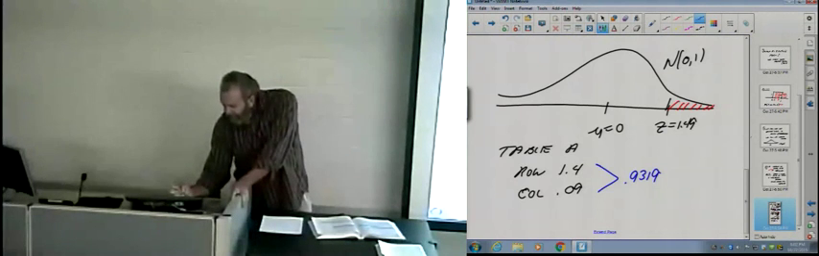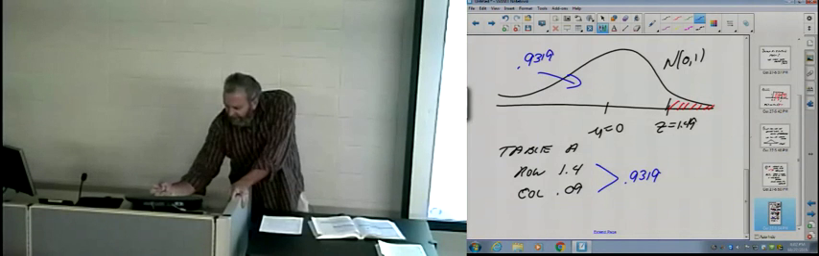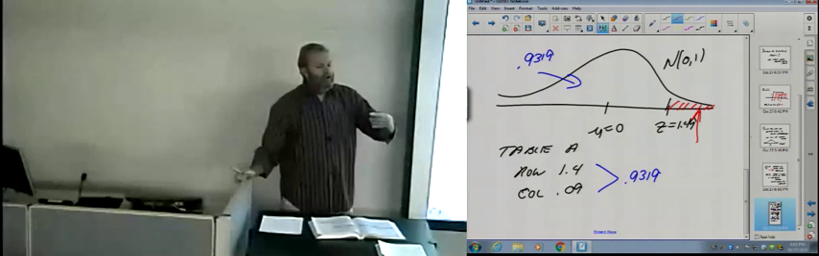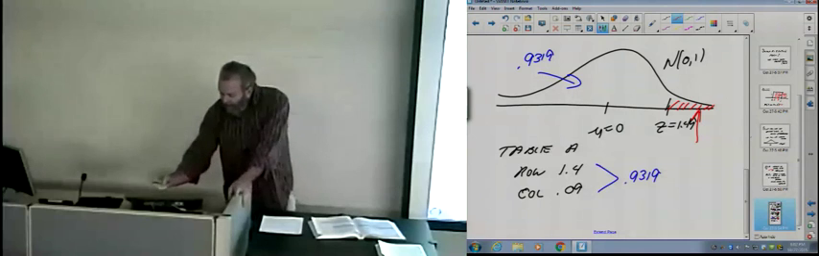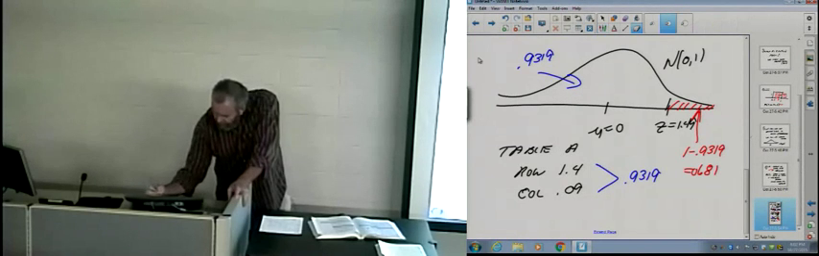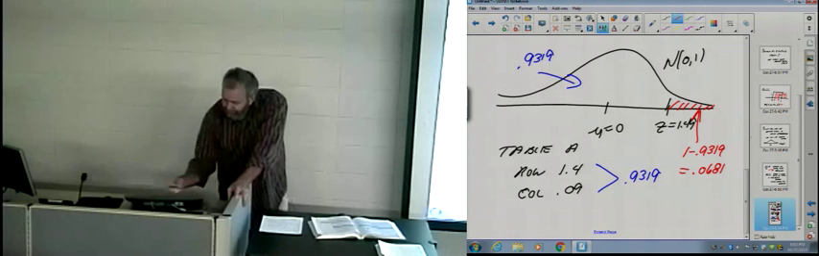So it's telling me that this area here is 0.9319. If I want the area to the right, and I know the total area under the curve is 1, I'm going to take 1 minus 0.9319. That's going to give me 0.0681.